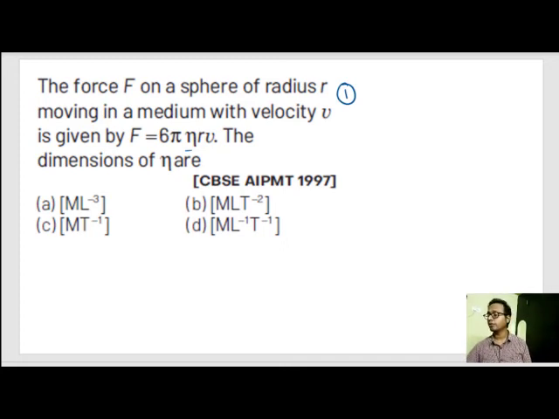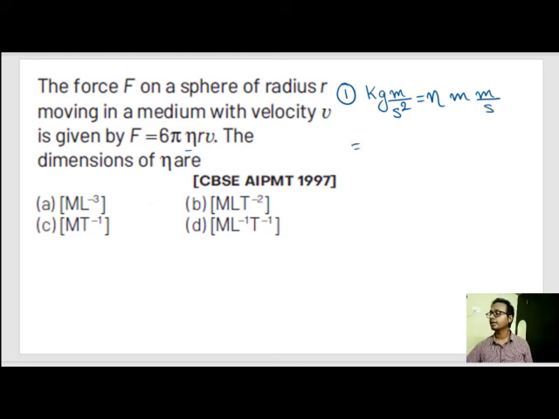The dimension of force is kg meter per second square, mass into acceleration. 6π has no dimensions. We have to find η. r is the radius, which is given in meters, and v is the velocity, which is given in meters per second.